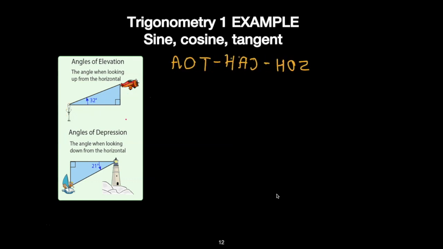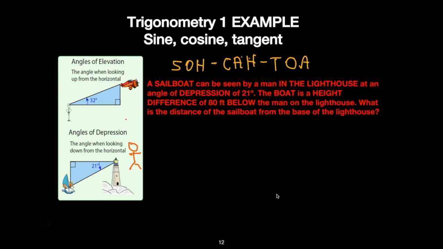Let's try that again with the second illustration. A sailboat can be seen by a man in the lighthouse at an angle of depression of 21 degrees. Remember that with depression, you're looking down. The boat is a height difference of 80 feet below the man on the lighthouse. What is the distance of the sailboat from the base of the lighthouse? And of course, the purpose of a lighthouse is to keep boats away from rocks so they can realize they can't get any closer. Let's label our picture.